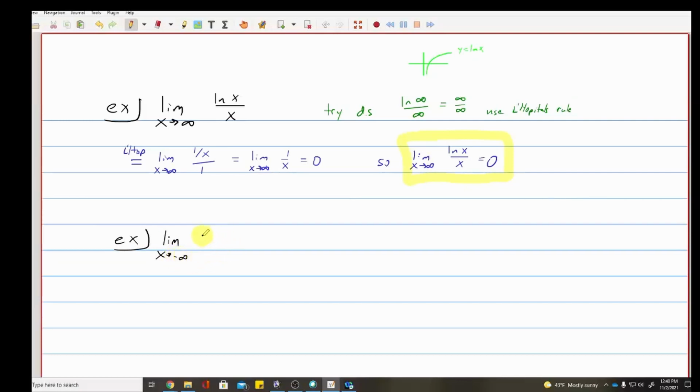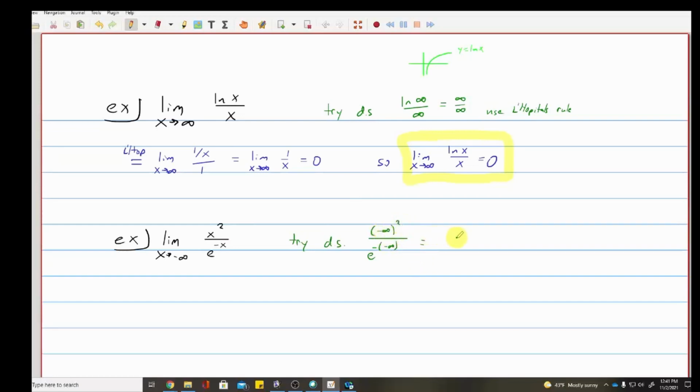So here the limit's going to go, x is going to go to negative infinity. We're going to have an x squared in the numerator and e to the negative x in the denominator. The first thing I want to do, as always, is to try direct substitution. So I'm going to have a negative infinity squared in the numerator and e to the opposite of negative infinity in the denominator. All right, so let's see if we can figure that out.